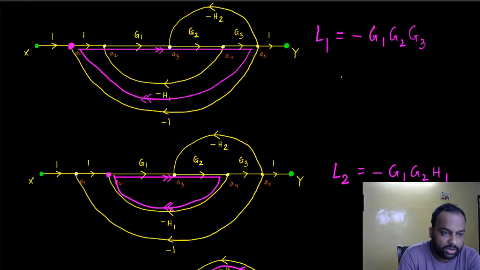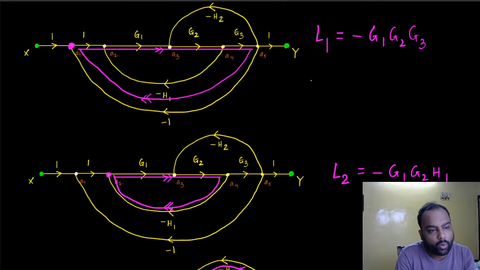Question now. So how many pairs can I have? Out of L1, L2 and L3, how many pairs can I have? I have 3 pairs, right? I can have L1, L2, L2, L3, L1, L3. Now what about L1, L2? Are these loops L1 and L2 non-touching?